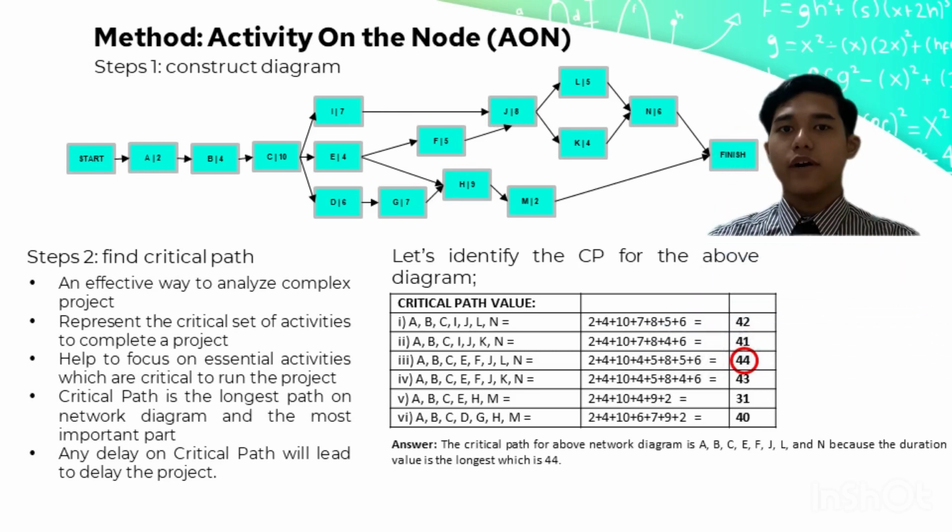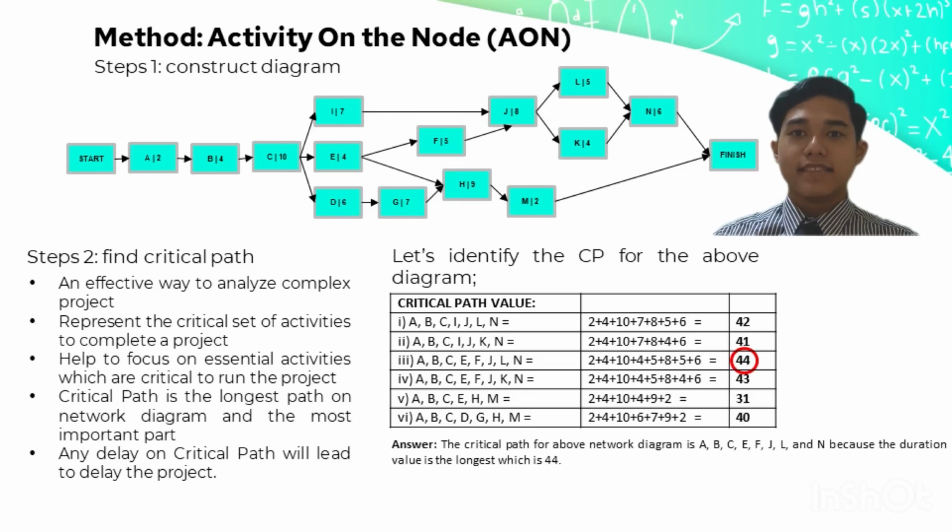Step 2 is find the critical path. Critical path is an effective way to analyze a complex project. It represents the critical set of activities to complete a project and helps to focus on essential activities which are critical to run the project. Critical path is the longest path on the network diagram and the most important part. Also, any delay on the critical path will lead to a delay of the project.